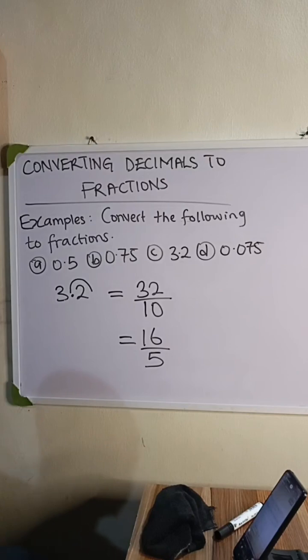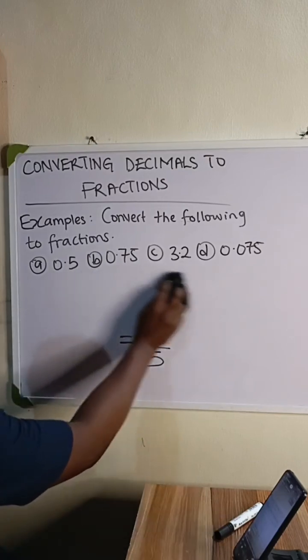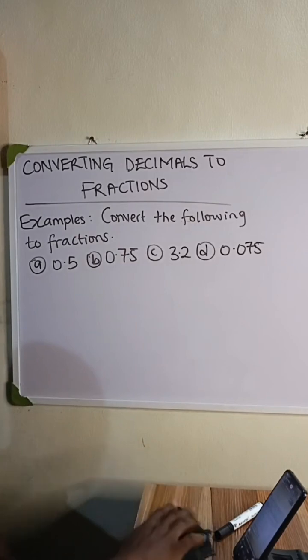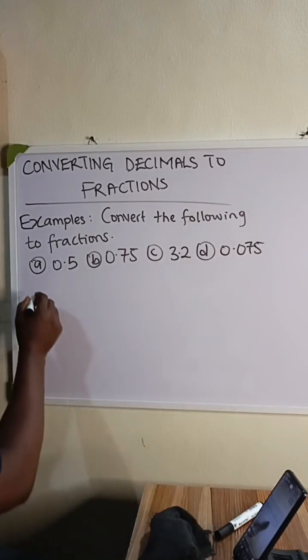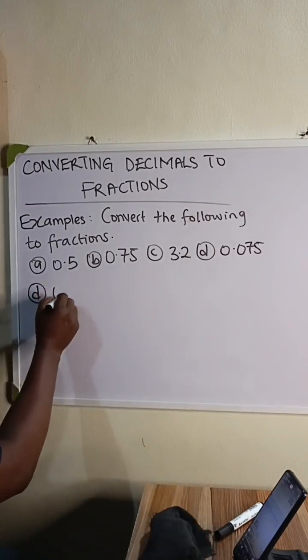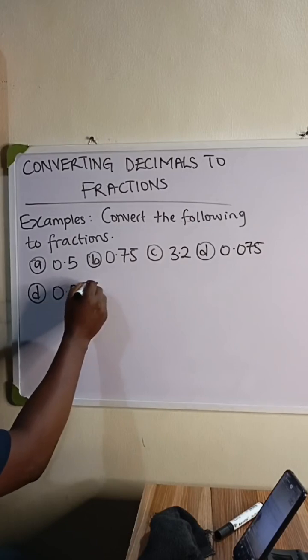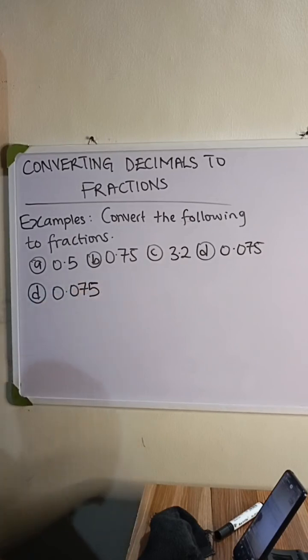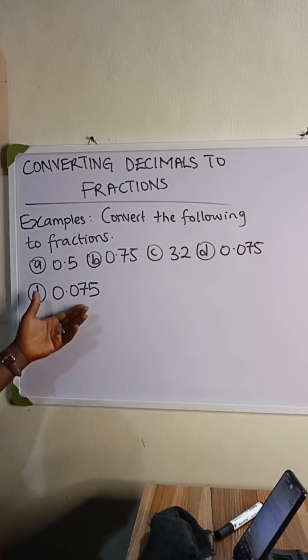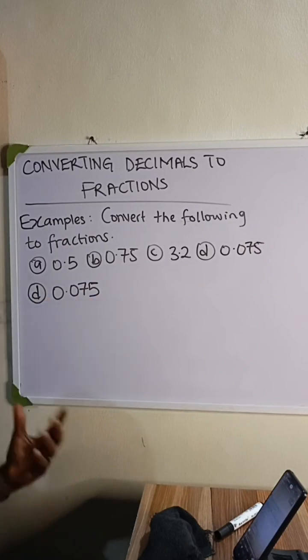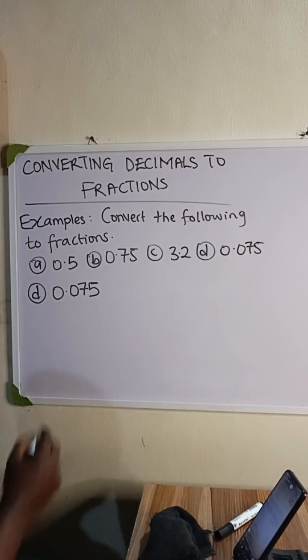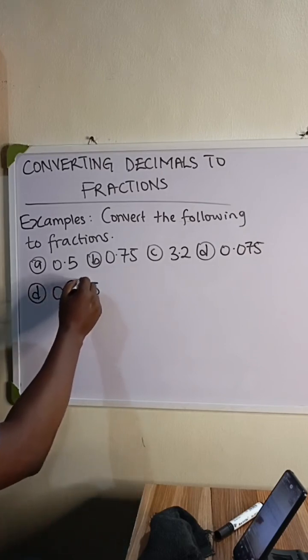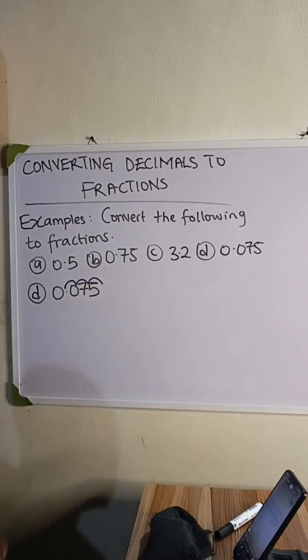Okay, so we go to the last one. Let's look at D, 0.075. In this case, we still have to move the decimal point to the end. But let's see how many times we need to move the decimal point. 1, 2, 3. So we need to move this decimal point 3 times.